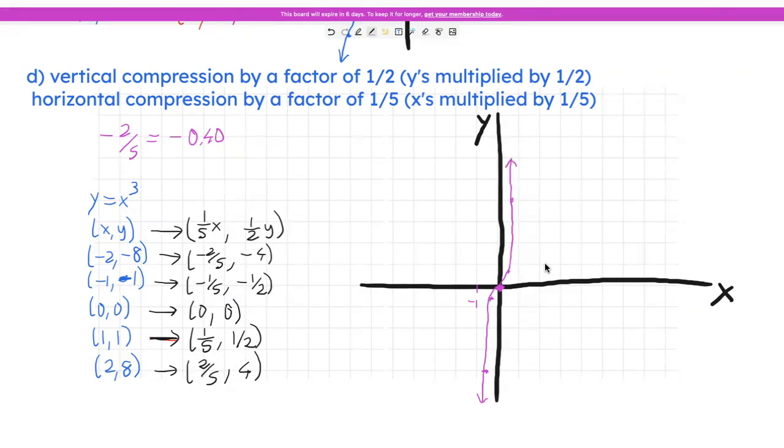The y values are either divided by 2 or multiplied by 1/2. Again, I'll emphasize that you should be comfortable with writing it either way. Multiplication by fractions or divide by whole numbers, they mean the same thing. And once you apply the mapping rule on the key points on your base function, you connect them and there's your new graph.